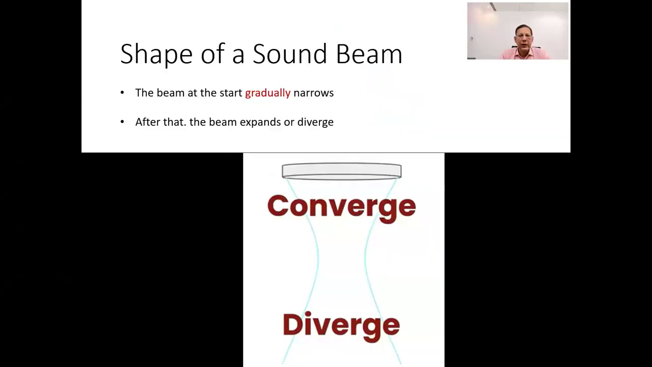Know that as sound travels, the shape or width of the beam changes. At the starting point, the beam width is exactly the same as that of the transducer diameter. In the near field, the beam starts to narrow gradually and progressively, like a funnel, until it reaches its smallest diameter, that is the focus. After that, the beam expands or diverges in the far field indefinitely until it attenuates completely.